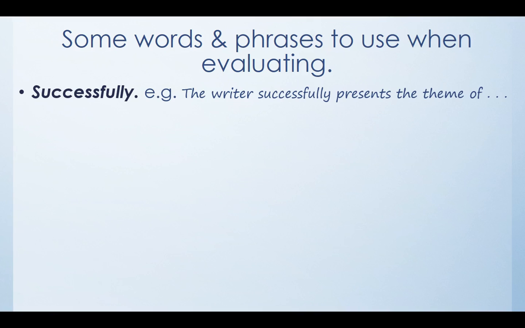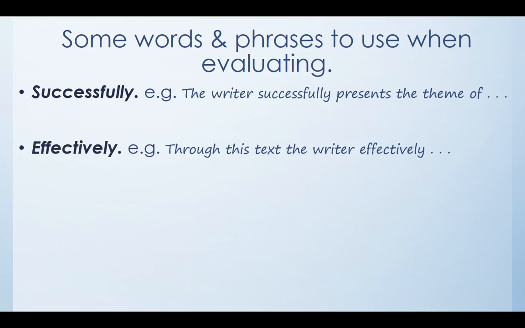So it's a good idea to use this term successfully in your writing. Something like, the writer successfully presents the theme of whatever it might be, and then you go on to explain how they do that. Another word you could use is effectively. Again, it's a nice positive one. It shows you're accepting the premise of the question. Through this text, the writer effectively, and then does whatever it's suggested they've done.